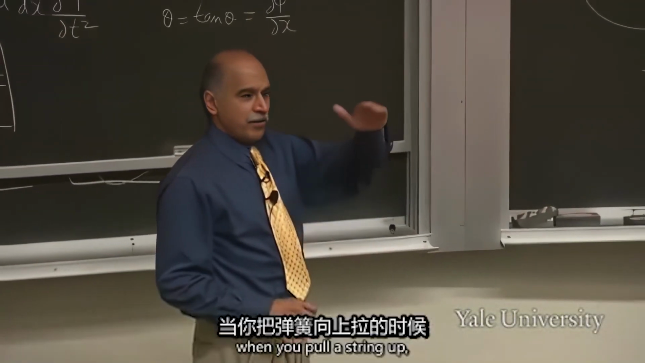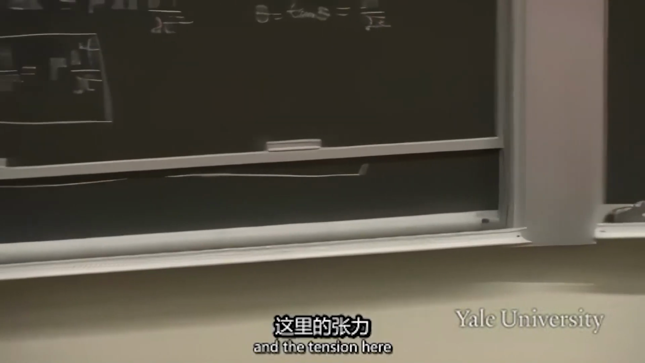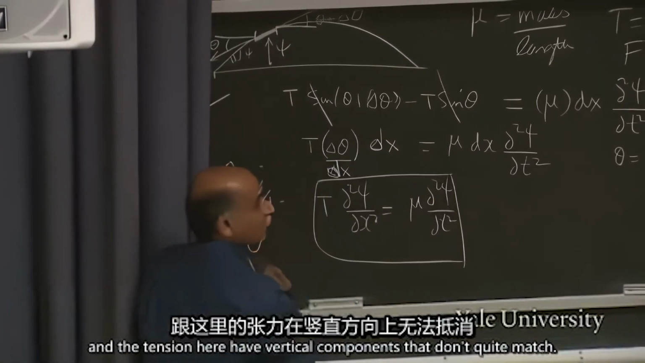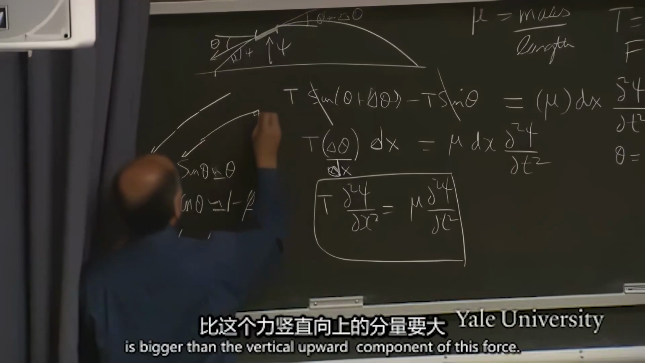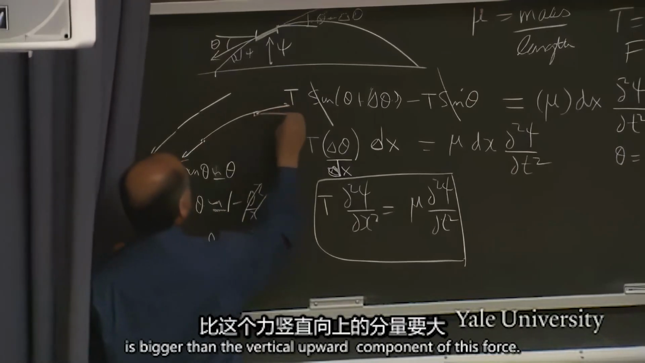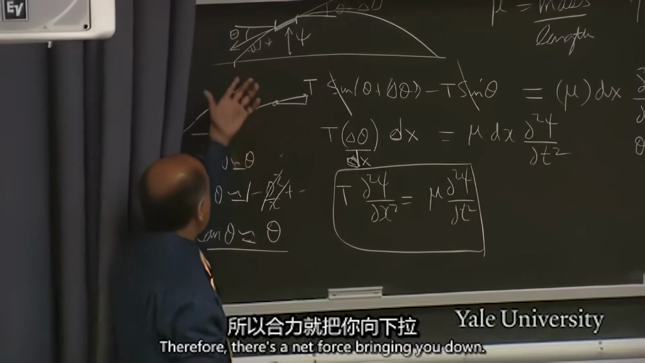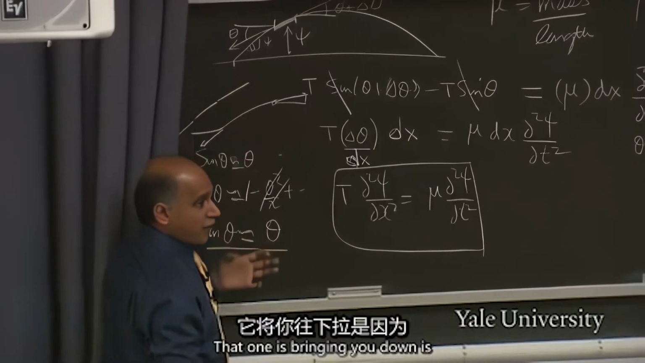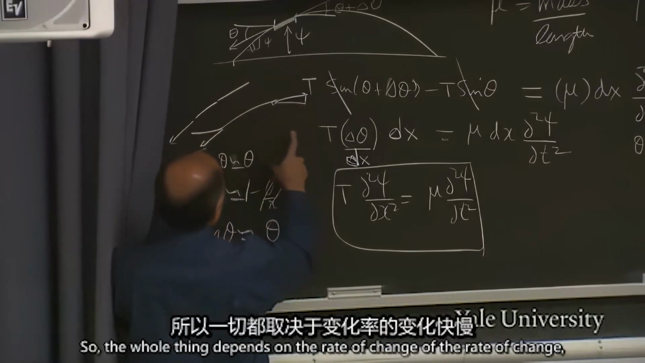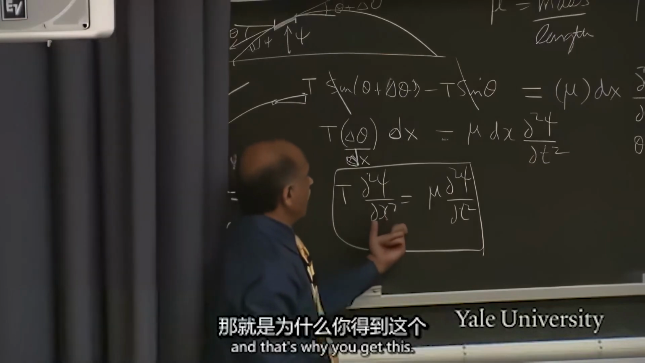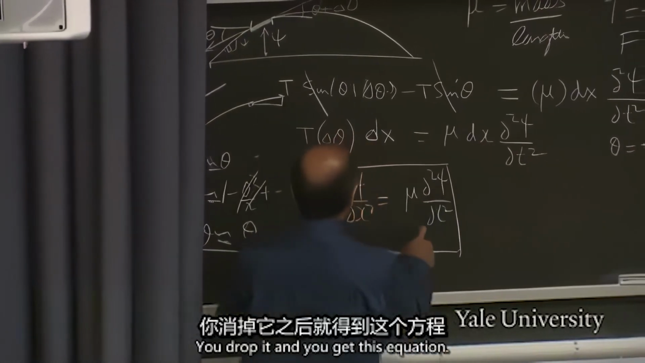And you can ask yourself, when you pull a string up, why does it come down? It comes down because there's a tension on the string, and the tension here and the tension here have vertical components that don't quite match. You see, if the string is flattening out like this, the vertical downward component of this is bigger than the vertical upward component of this force. If you resolve it in the vertical and horizontal part, the downward part is bigger than the upward part in this picture. Therefore, there's a net force bringing you down. The amount bringing you down is because the derivative here and here are not the same, because the derivative is the slope. So the whole thing depends on the rate of change of the rate of change, and that's why you get this. But the mass of the tiny segment also depends on dx. So dx cancels in the end. You drop it, and you get this equation.